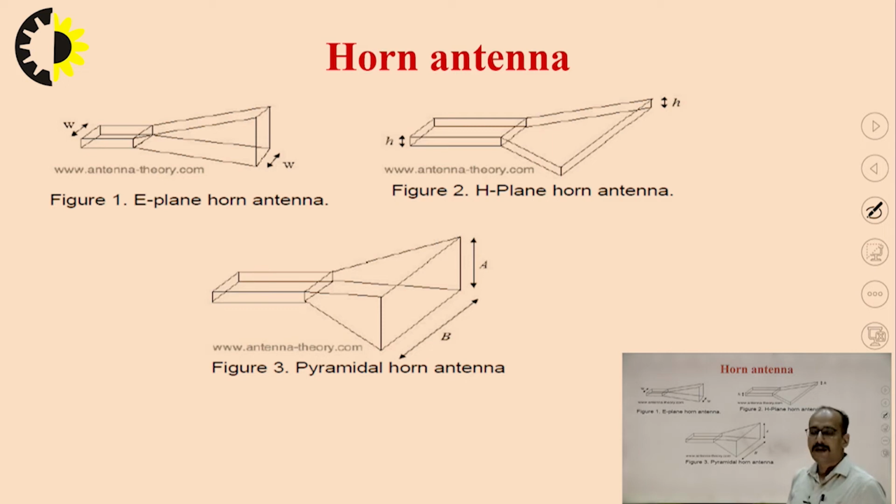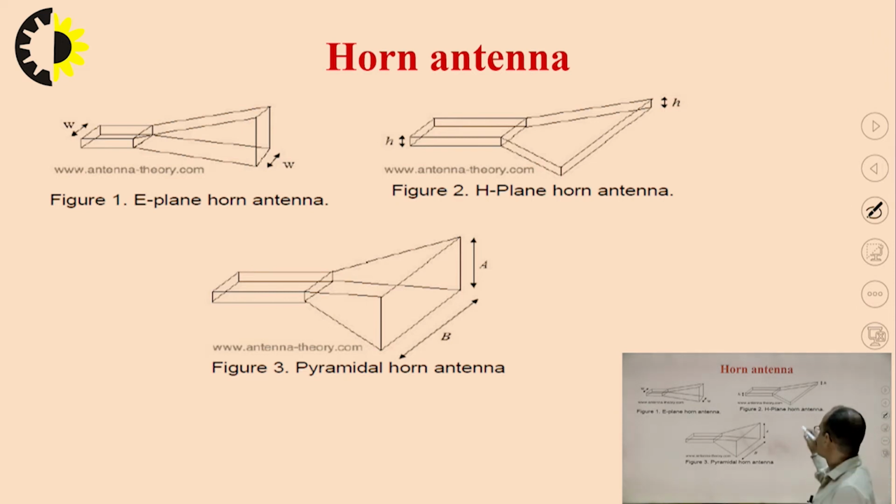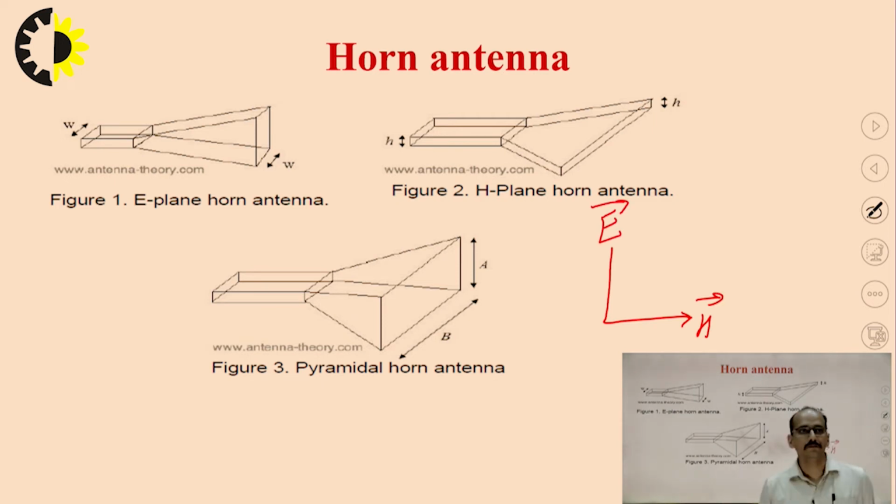Basically, when we are talking about EM waves, they have E and H fields, electric field and magnetic field. Both fields are perpendicular to each other and they are creating the E plane and H plane. So when we are talking about the construction of horn antenna, you have two planes, E plane and H plane.